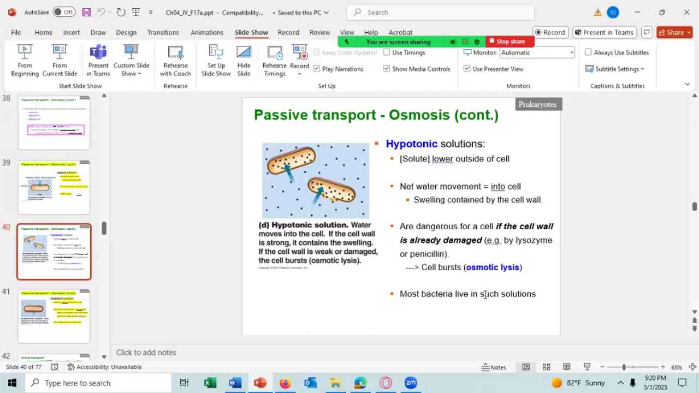Most bacteria live in a hypotonic solution. Like a bacteria that infects you, it's most likely going to be in a hypotonic solution because we have a little more water than the bacteria. And that's how penicillin G actually damages the bacteria infection or the bacteria cell wall, allowing the water to move into the cell until the bacteria cell membrane pops, causing osmotic lysis. Any question about any of that?